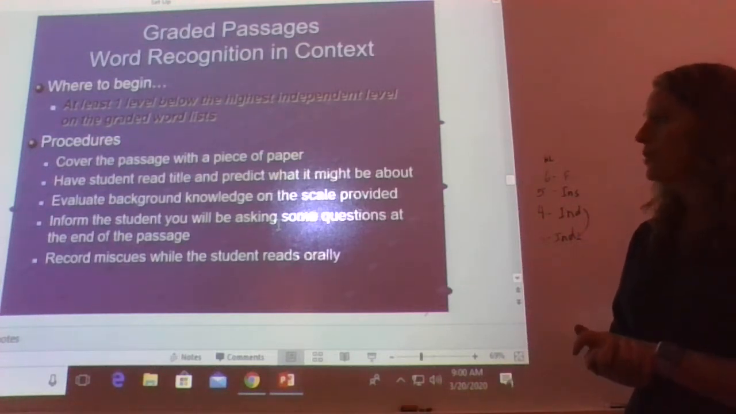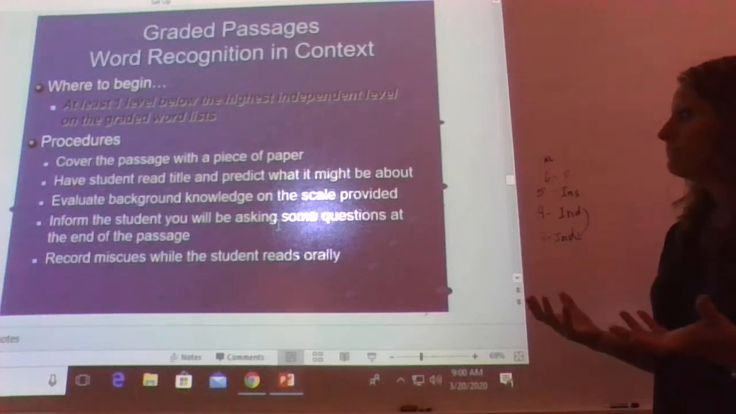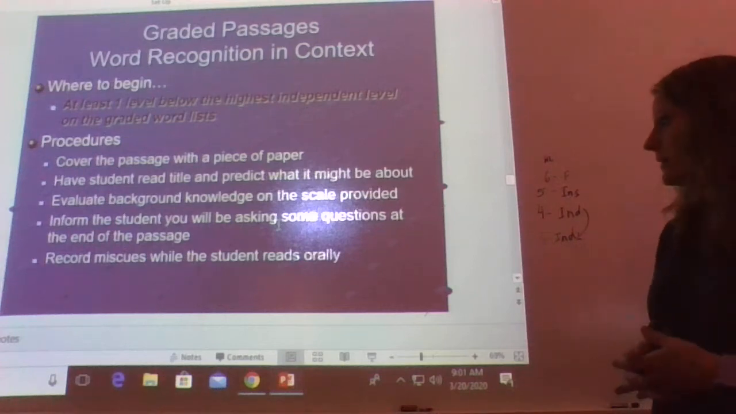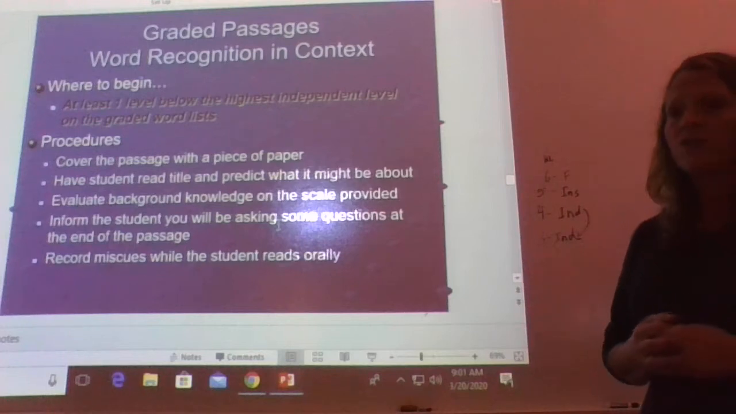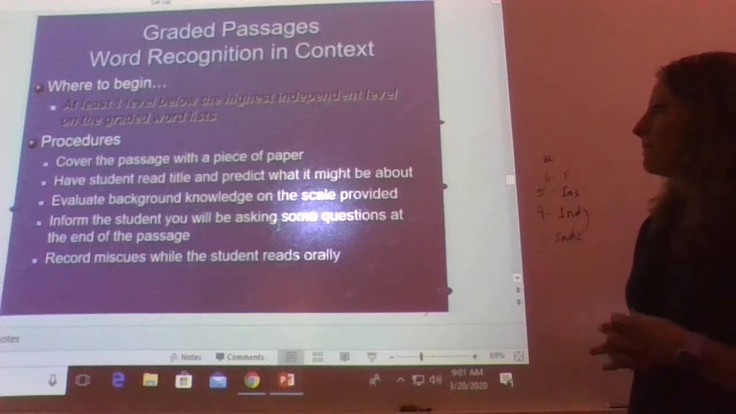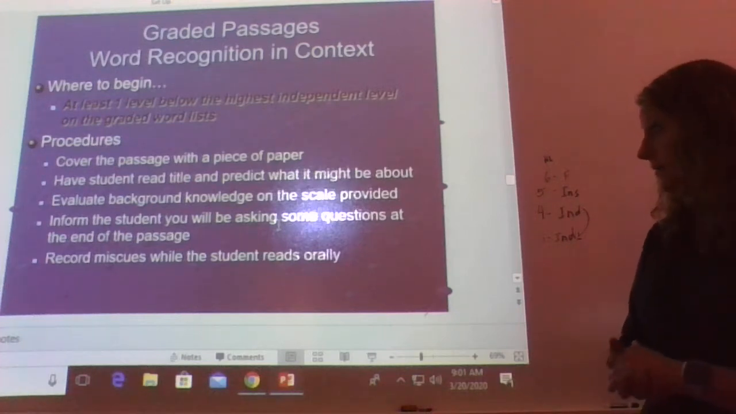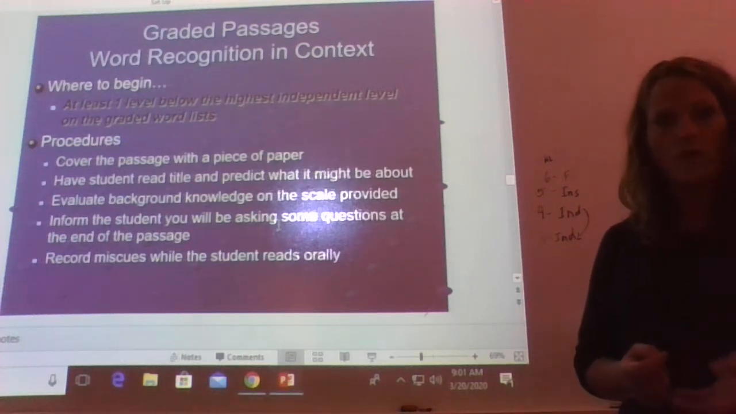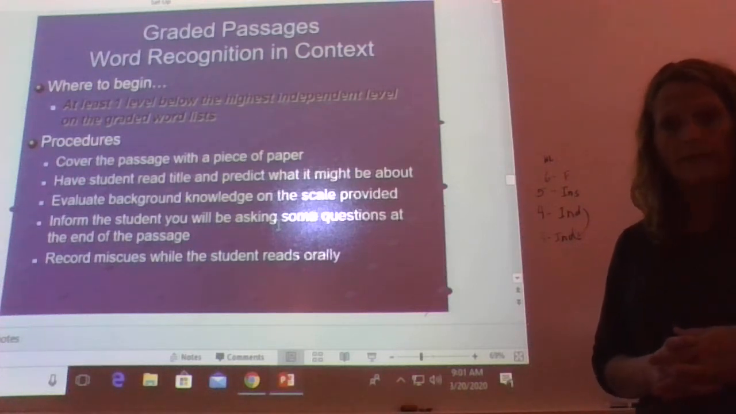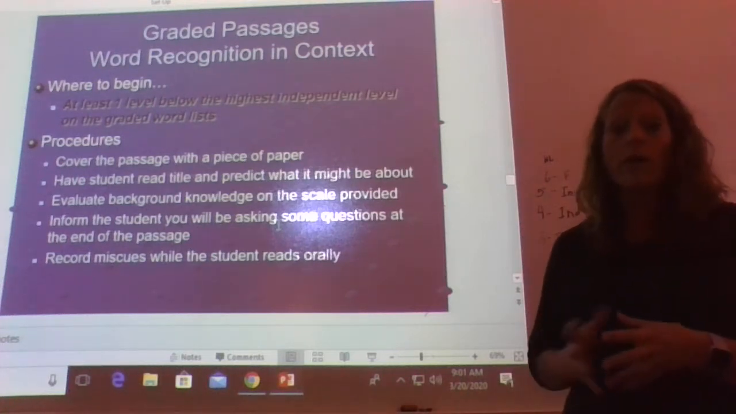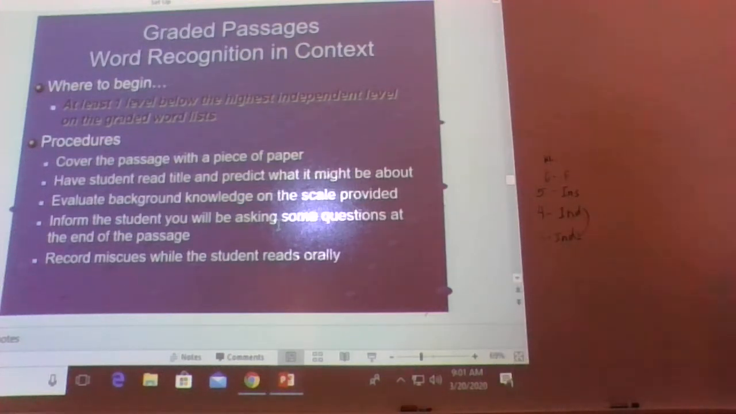So for the procedures, you're going to cover the passage with a piece of paper. You just tell the student what the title is and have the student read the title. You don't have to evaluate background knowledge. That's in an older version. Tell the student, I'm going to ask you some questions at the end of this passage. Then your job is to record the miscues on the protocol sheet while the student reads. Now, I'm going to show you what that looks like while Elise reads a passage.